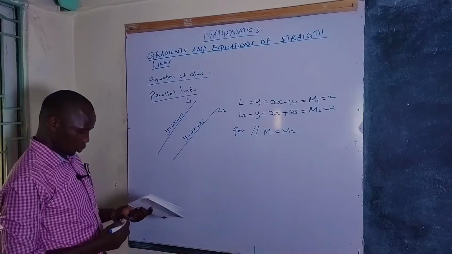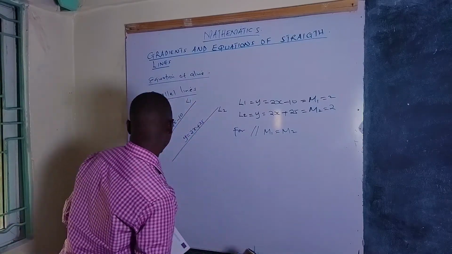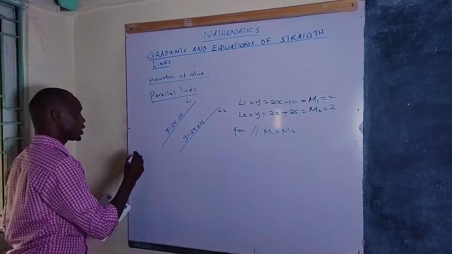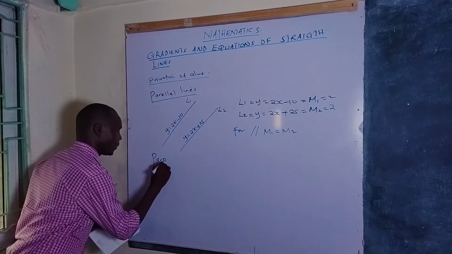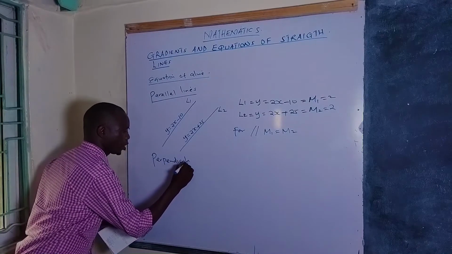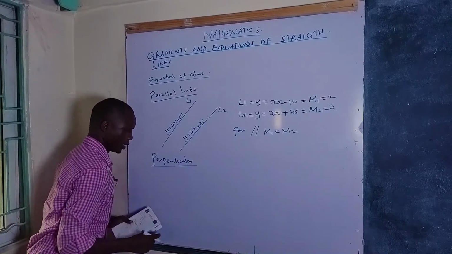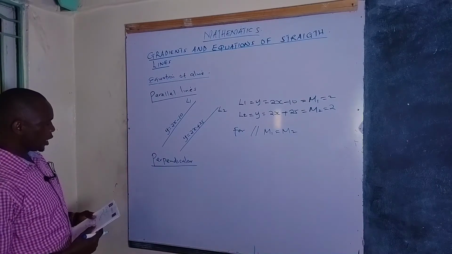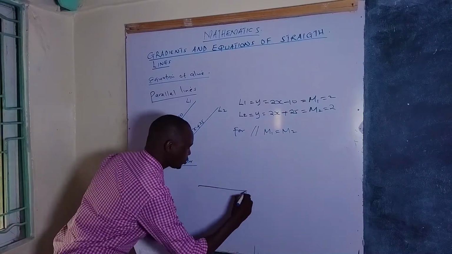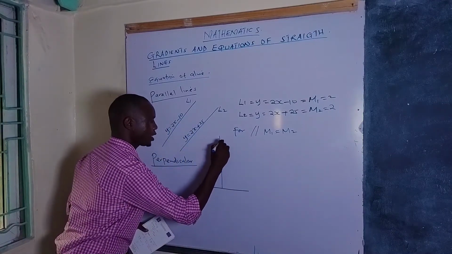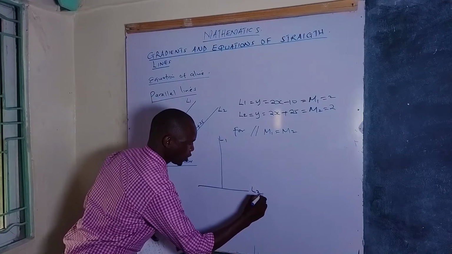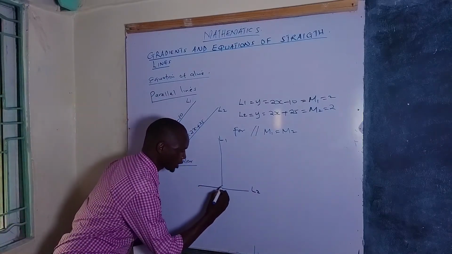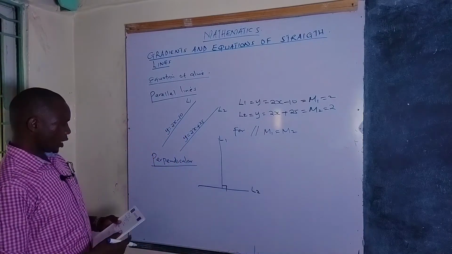Then another thing that you'll be dealing with under this topic is two lines again which are perpendicular. And for perpendicular lines, we want to find out what they have in common. That is to say, if we have two lines here, let me say this is line 1 and this is line 2. You realize for perpendicular lines, these two lines will always intersect, making a right angle.